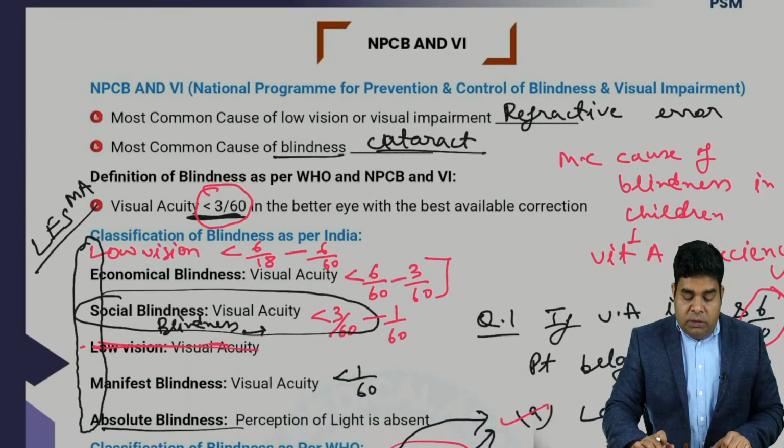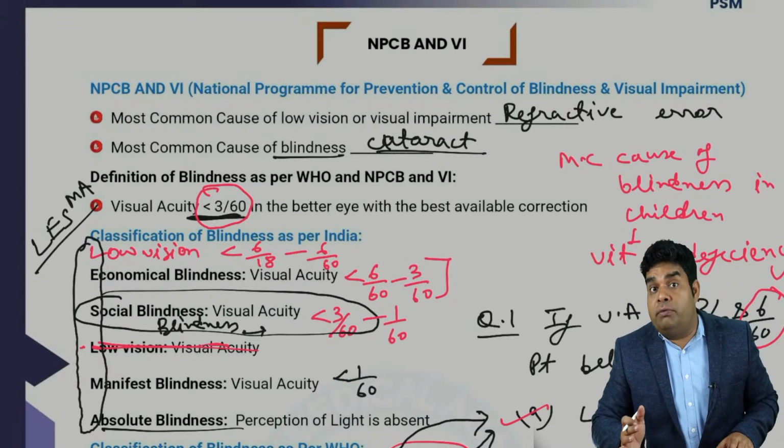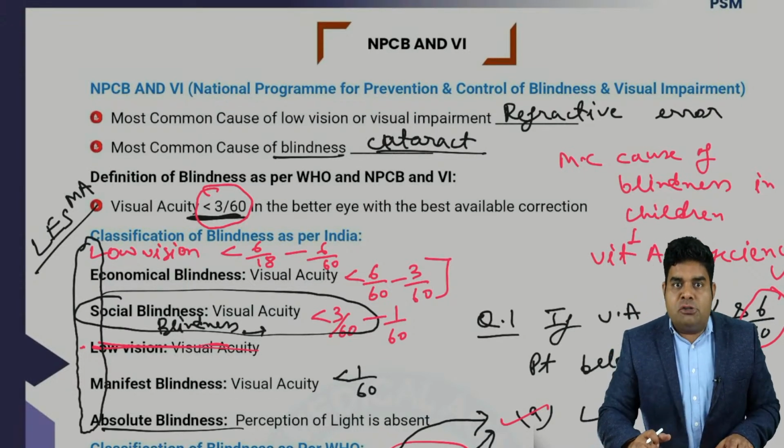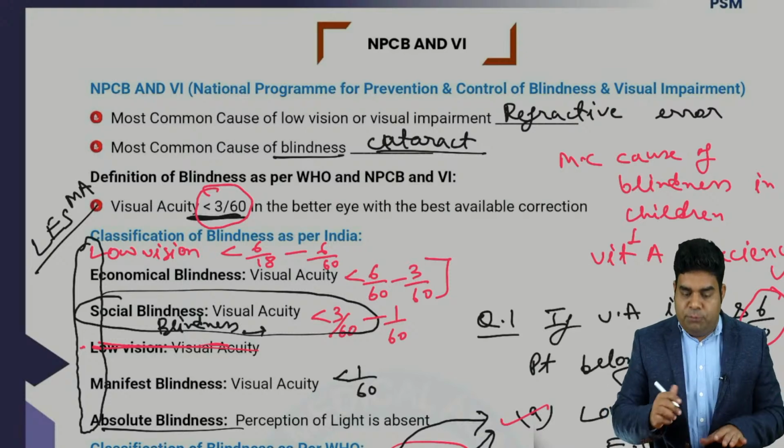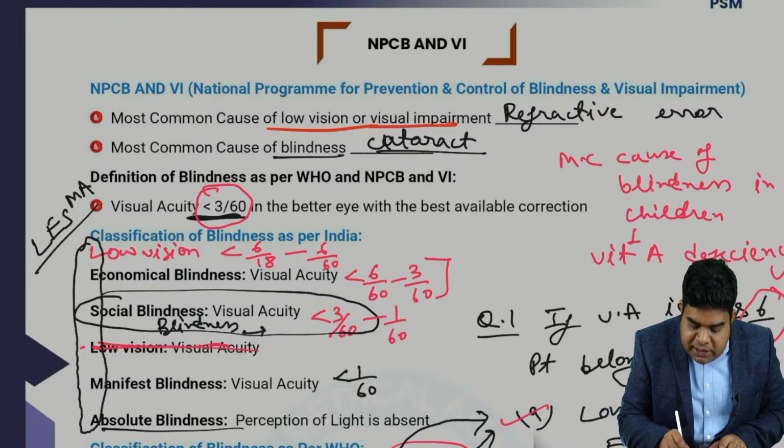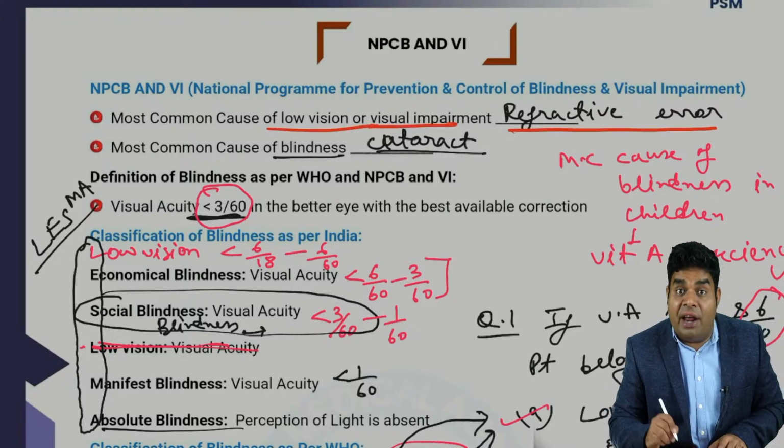So they can ask, what is the most common cause of visual impairment? If a student answers cataract, they are wrong. Visual impairment or low vision is most commonly caused by refractive error.